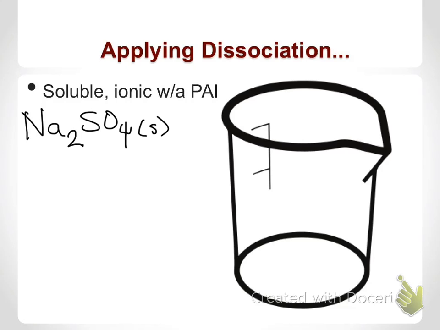We'll go ahead and use purple for our sodium again. So I'm going to draw 2 purple sodiums. And then we've got our SO4. So I'll use orange again for my oxygen, and I've got 4 of those: 1, 2, 3, and 4. And we'll make our sulfur red, and we will make that a squiggle.